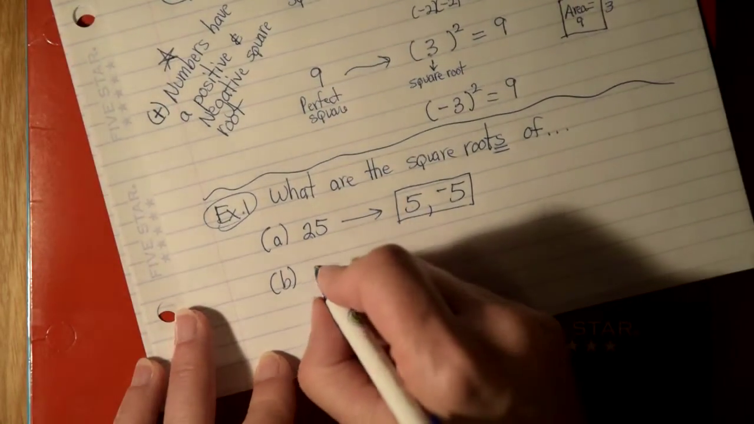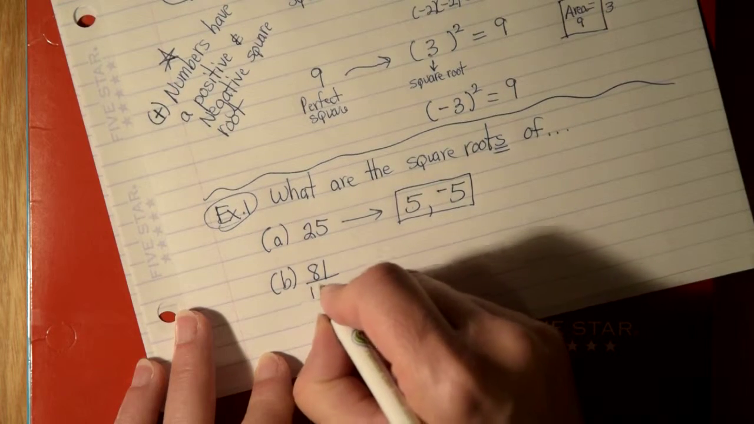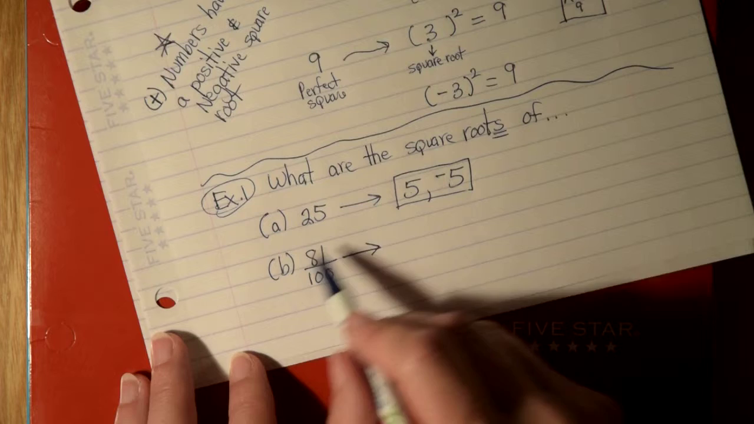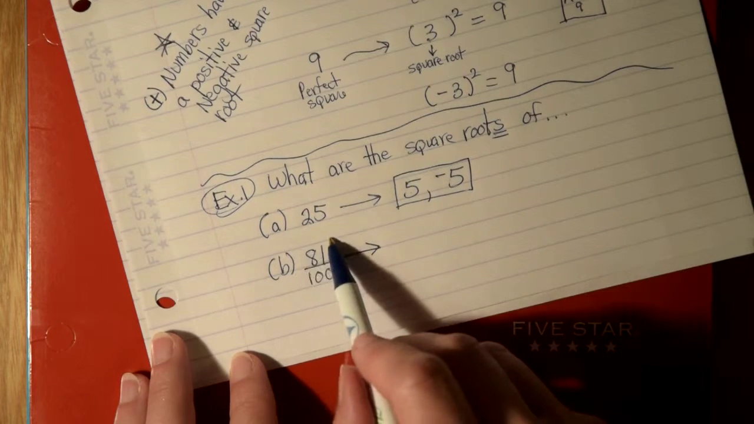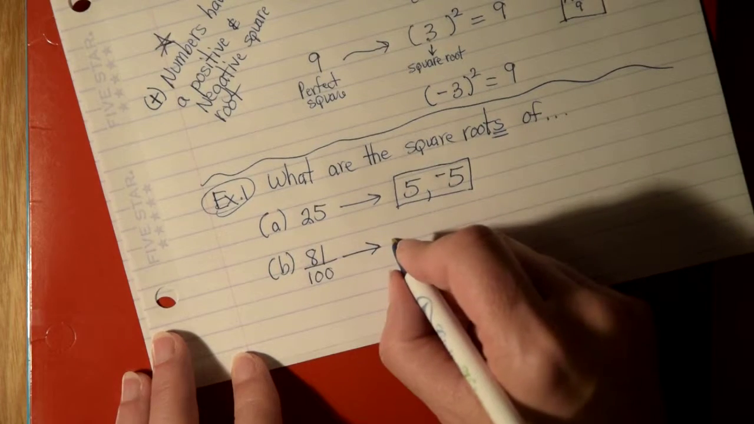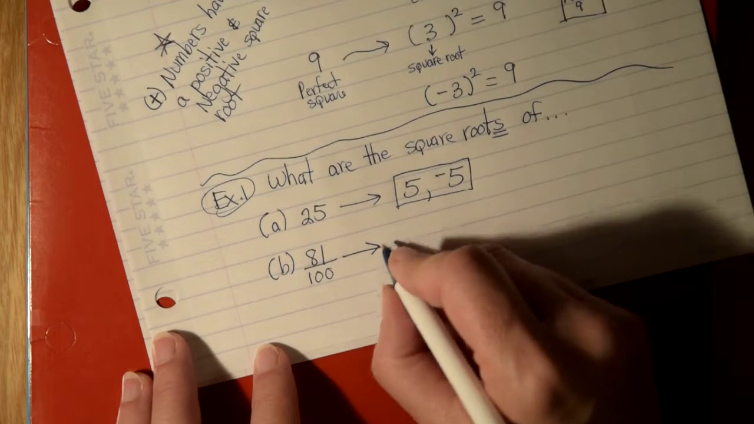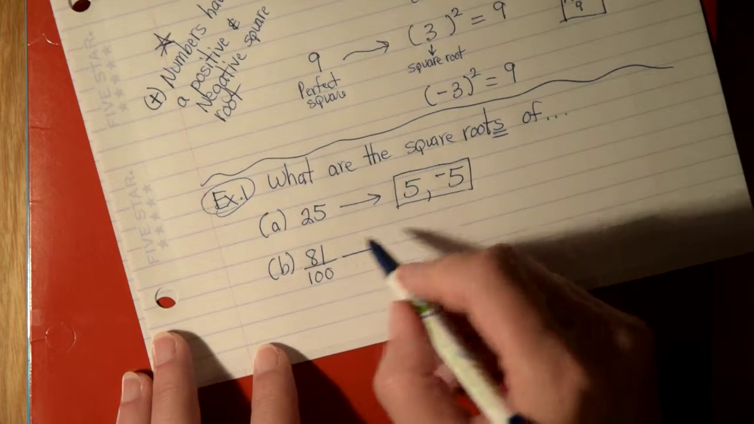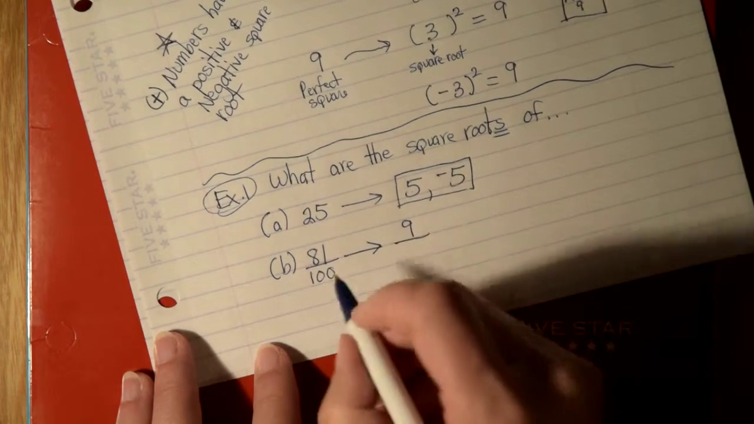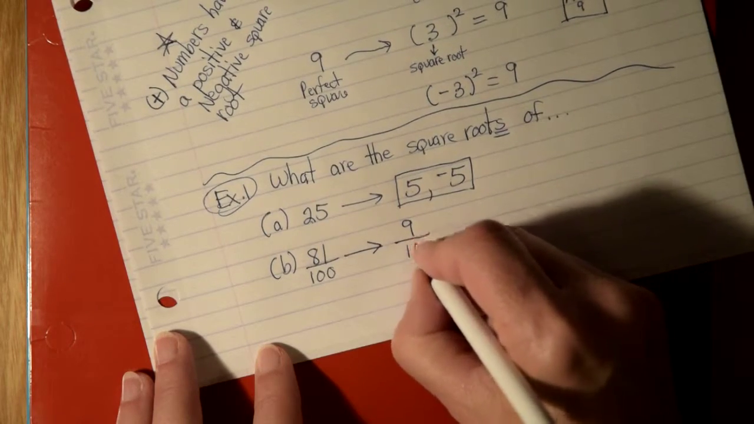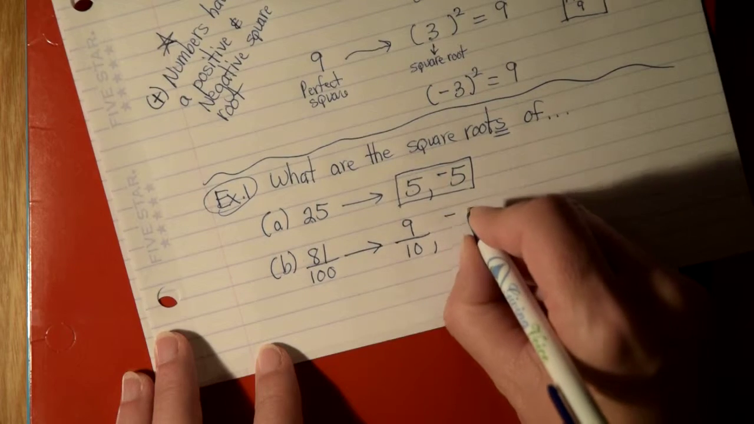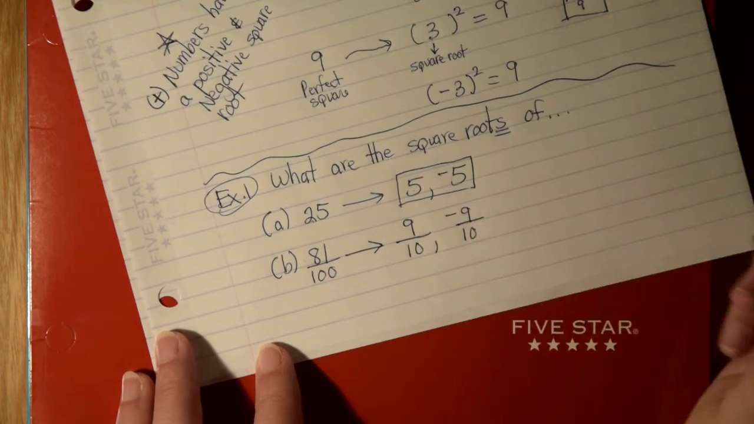If they give you a fraction, 81 over 100, you do it almost the same way, but you look at the numerator separately from the denominator. So what I'm doing when I find the square roots, I'm taking the square root of 81, which is 9, and the square root of 100, which is 10, and then that makes the fraction 9/10, but you need the negative one too.